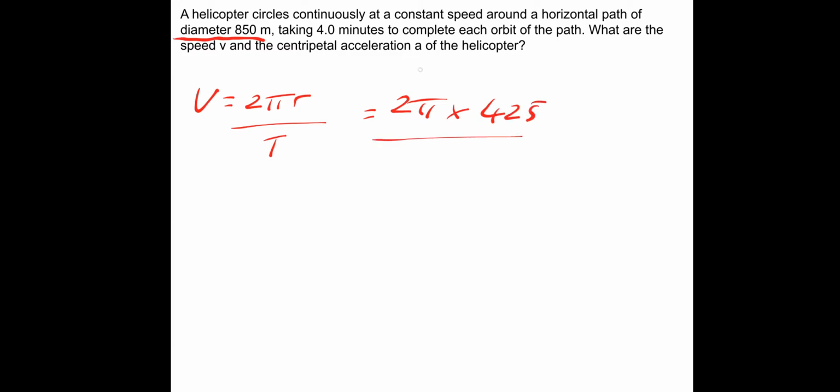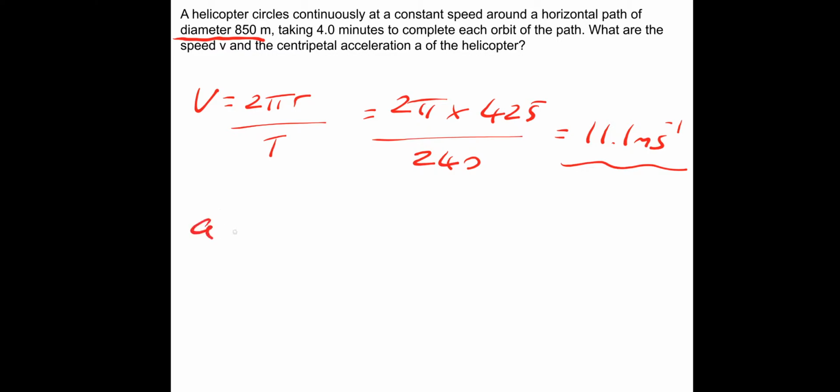So, speed v equals 2 pi r over t. We've done this previously. So that'd be 2 pi times the radius. Now you've got to be careful because we're given the diameter, not the radius. So we need to use 425 meters, divided by the time period. 4 minutes is 240 seconds, which gives a velocity of 11.1 meters per second.